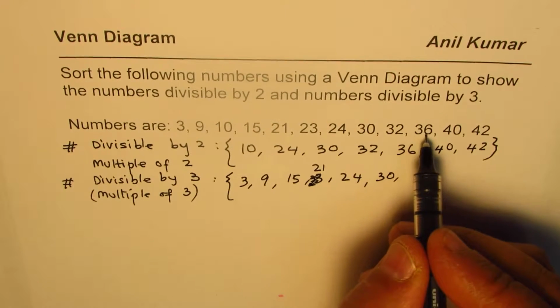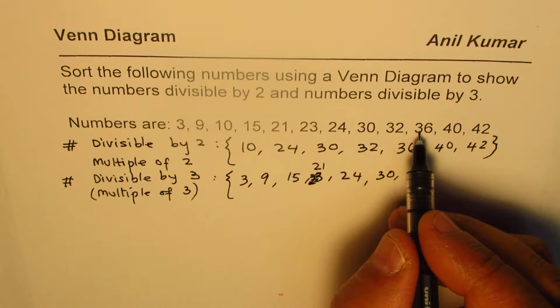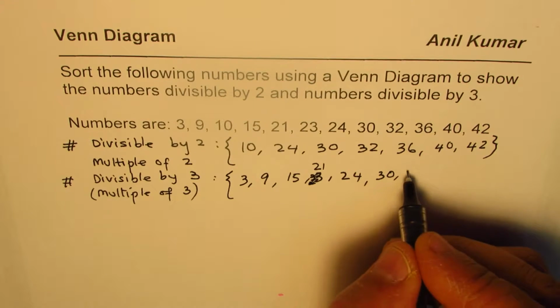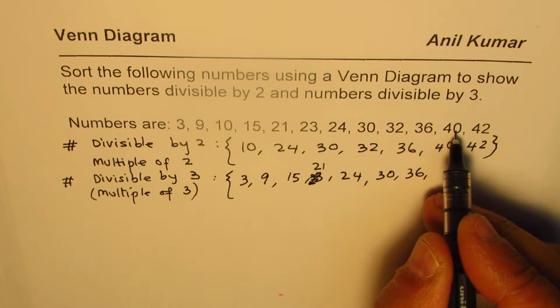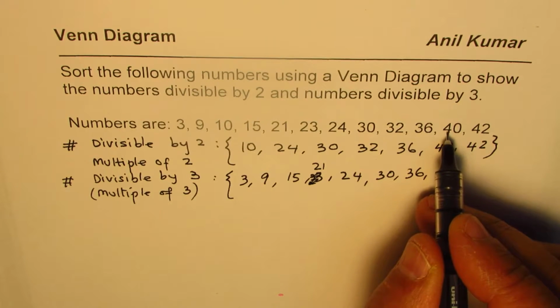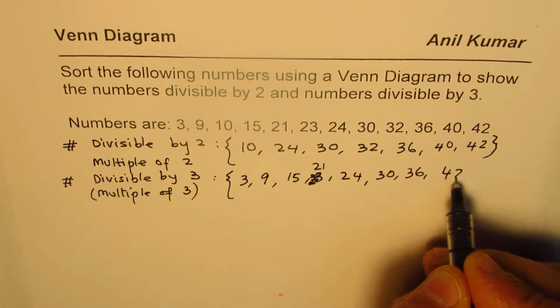So when you add the digits, and if the sum is divisible, the whole number is divisible. So 3, 6 is divisible, so it is divisible or a multiple of 3. 40 is not divisible by 3, since 4 is not divisible. 4 plus 2 is 6, that is okay.